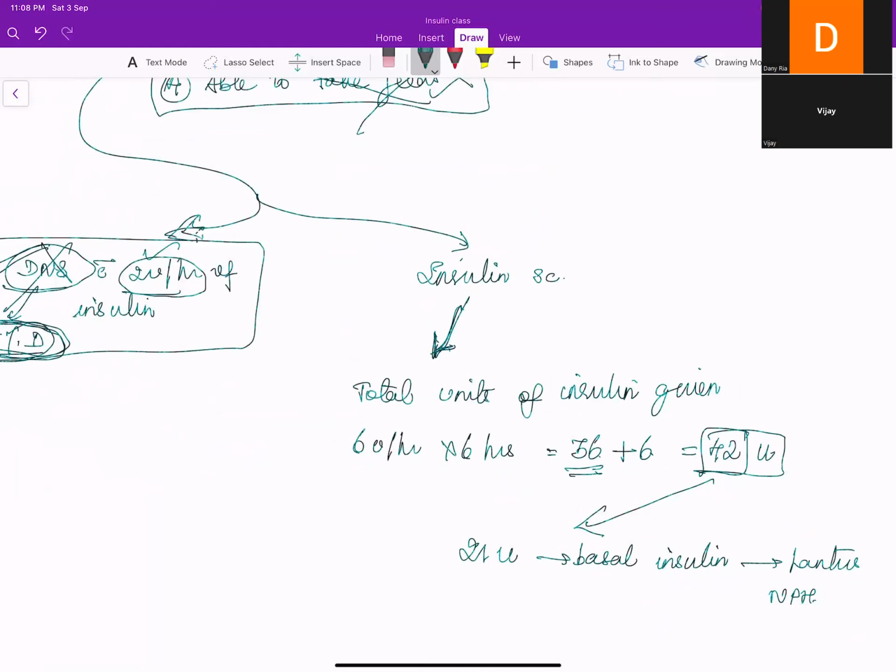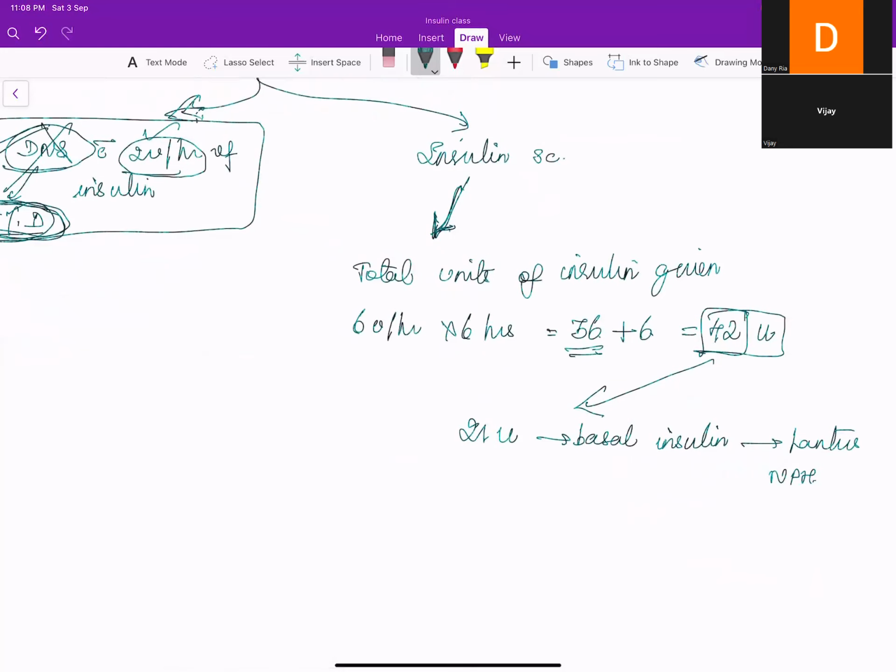So to replace that, first calculate the total units of insulin given through infusion. Initially, when the patient came, you would have given 0.1 units per kg as IV stat. For a 60 kg person, it is 6 units. Then assume that 0.1 units per kg per hour was given for 6 hours, so 6 units per hour for 6 hours. So 36 plus 6 will be 42 units. This is the total units of insulin given for this patient as DKA management. Of this total, 50% of the dose, you have to give subcutaneously as a long-acting insulin or an intermediate-acting insulin, right?